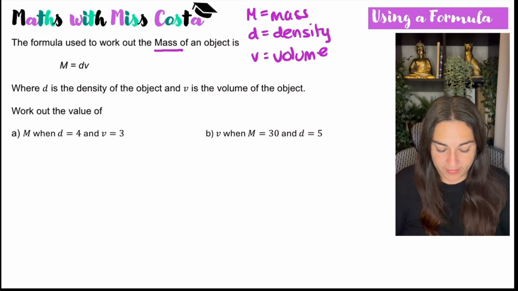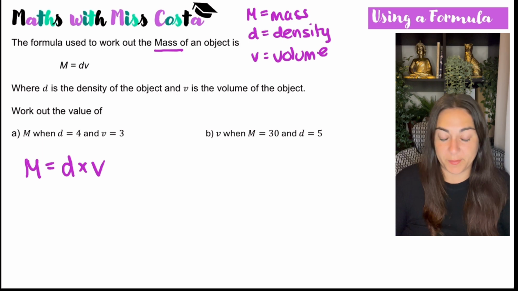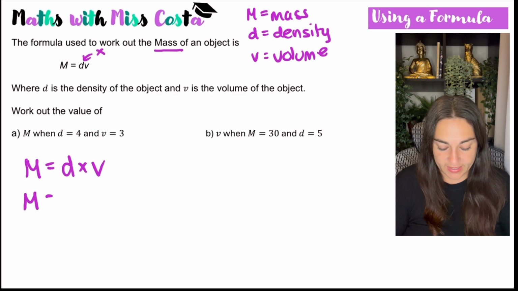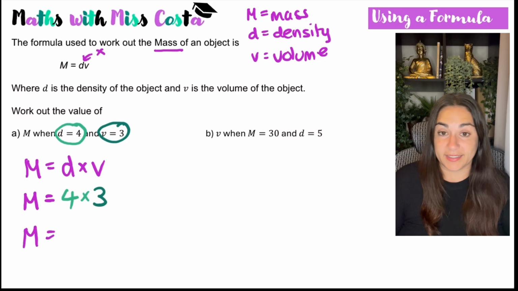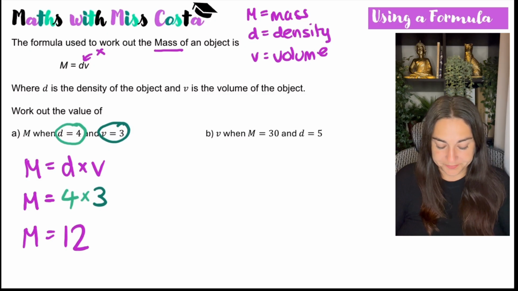Now work out the value of m when d is 4 and v is 3. So I know that m equals d times v, because when a number and a letter are next to each other, there's an invisible multiplication sign. And they've told me that d has a value of 4 and v has the value of 3. So to work out m, I'm just going to substitute those in. 4 times 3 is 12. So the mass is just 12.